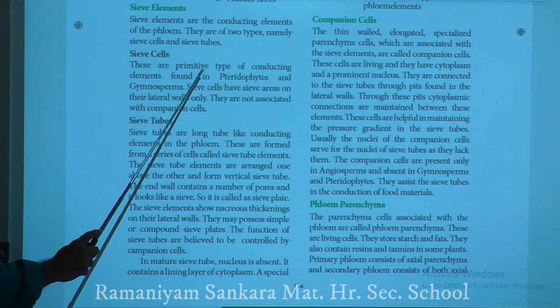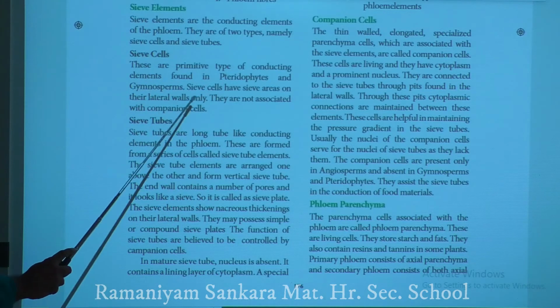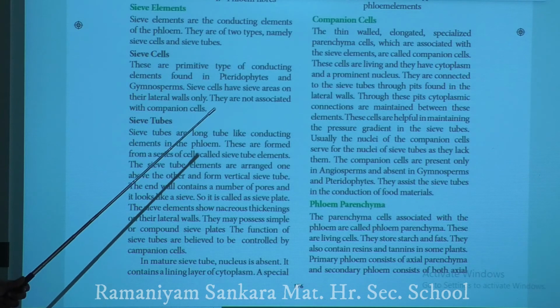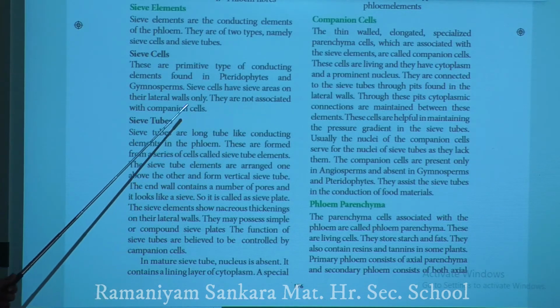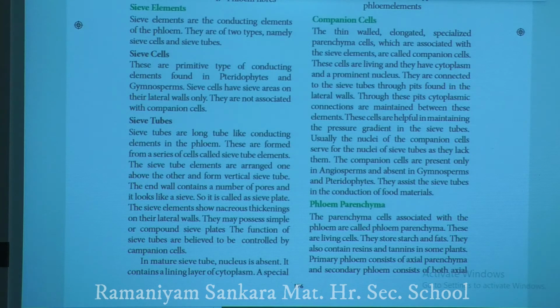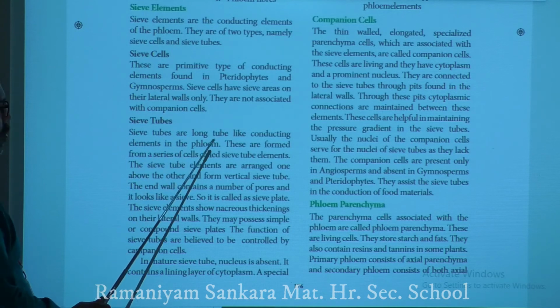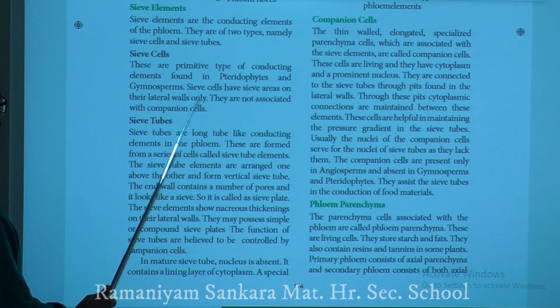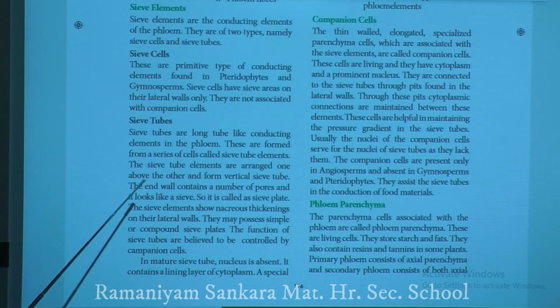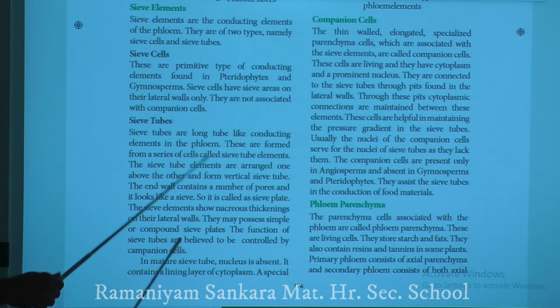Sieve cells are the primitive type of conducting elements found in pteridophytes and gymnosperms. Sieve cells have sieve areas on the lateral walls only. They are not associated with companion cells. Sieve tubes are long tube-like conducting elements in the phloem. These are formed from a series of cells called sieve tube elements, arranged one above the other to form a vertical sieve tube.